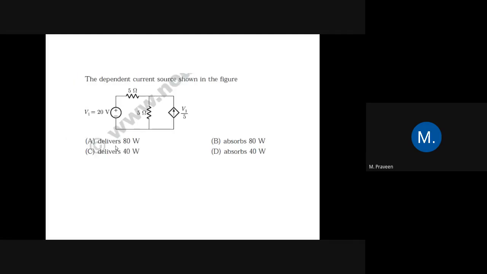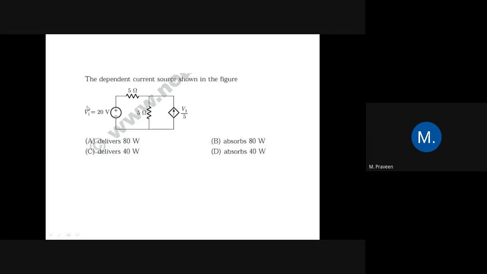Let's move on to the next question. The dependent current source shown in the figure, the circuit is given. We have to find the power delivered. Option A is delivers 80 watts. Option B is absorbs 80 watts. Option C is delivers 40 watts. And option D is absorbs 40 watts.